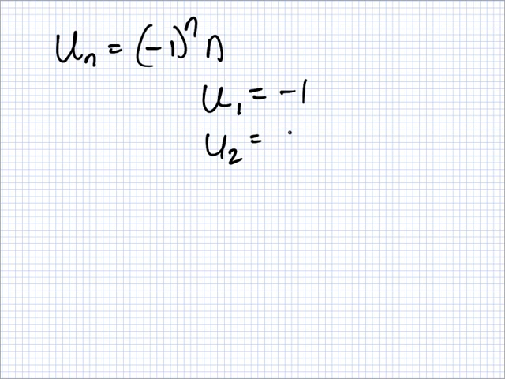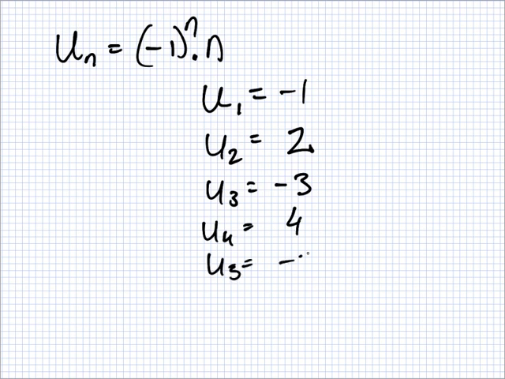Positive? Yeah, it's possible. But how can you power negative? What's wrong? Oh, it's just minus 1 power n times n. What's u3? Minus 3. What's u4? 4. See what's happening here? u5? Minus 5. Is this convergent?